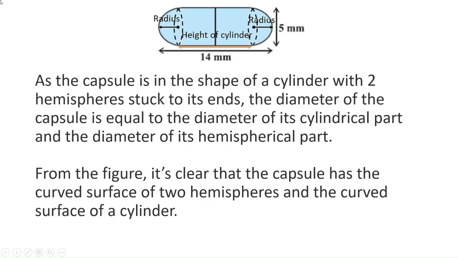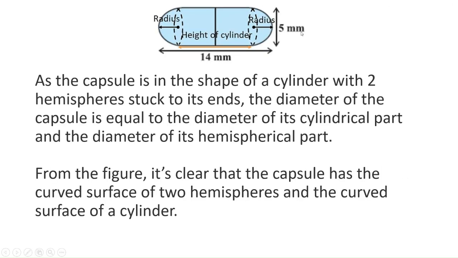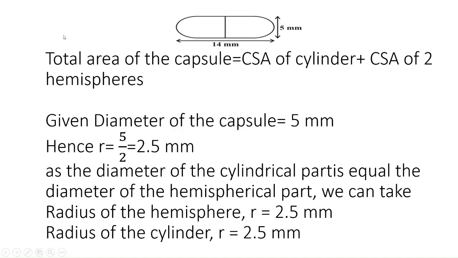Okay, right now, what can we write here? Total area of the capsule. We are finding the total area of the capsule. How can we find the total area of the capsule? Curved surface area of the cylinder plus curved surface area of the two hemispheres. Very clear. It is the curved surface area of the cylinder, and here one hemisphere, here one hemisphere. So in order to find the curved surface area of the total capsule, we need to find the curved surface area of the cylinder as well as two times the curved surface area of the hemisphere. Okay, it is very clear, right?